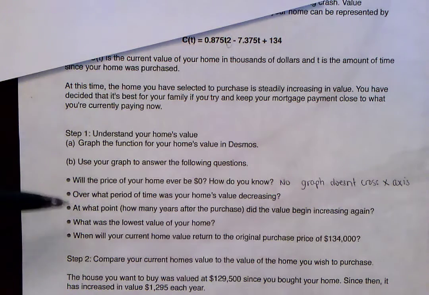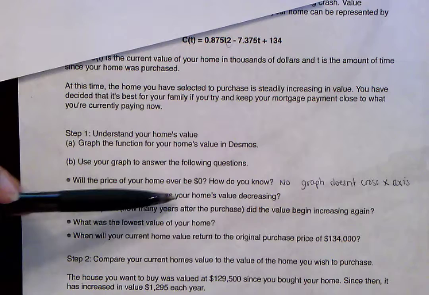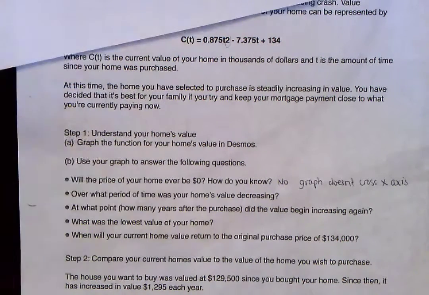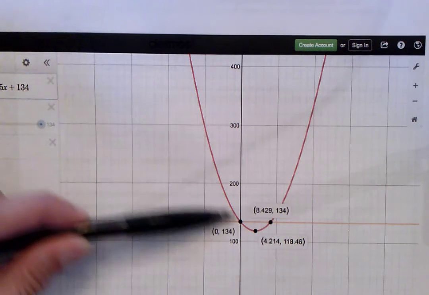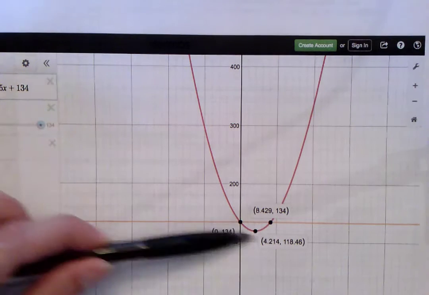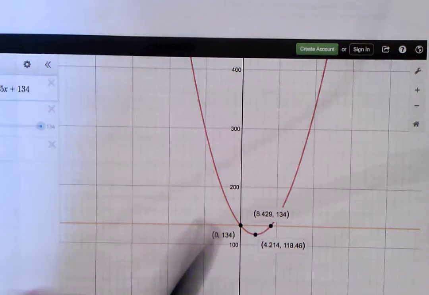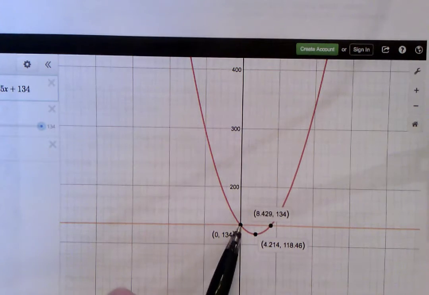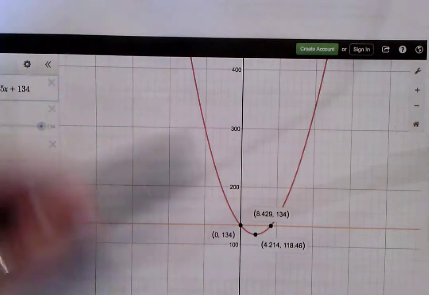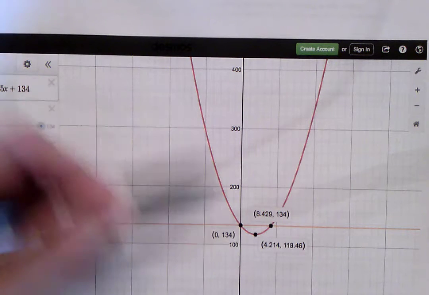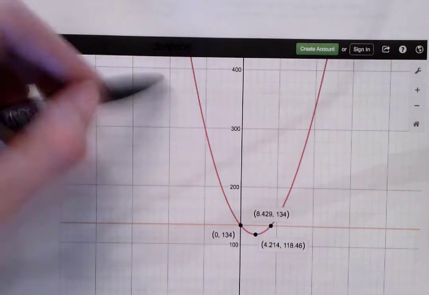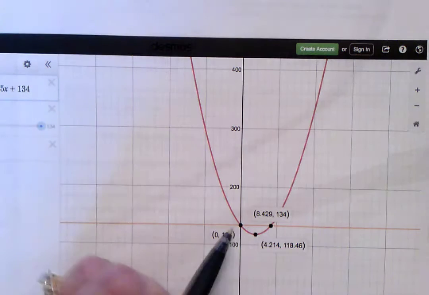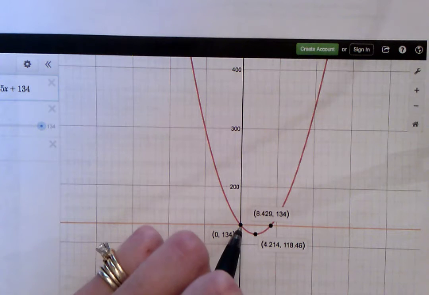Next one: over what period of time was your home's value decreasing? So let's look at when the graph is going down. It looks like the graph's going down here. But specifically in our case, we would kind of like to count this part, but in reality, time can't be negative. So really you're not thinking of this at all. You're just thinking of this starting here, basically.